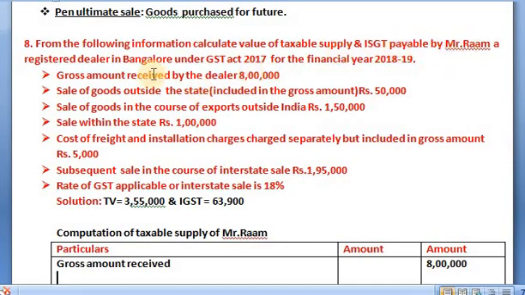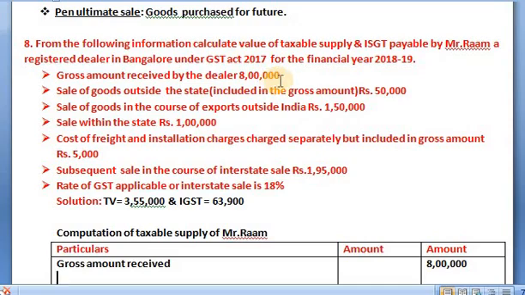Ram, a registered dealer in Bangalore under GST Act 2017 for the financial year 2018-19. So we need to calculate the taxable value and the IGST payable by Mr. Ram. So let us see the amounts or the transactions they have given. Gross amount received by the dealer, amount 8 lakhs.